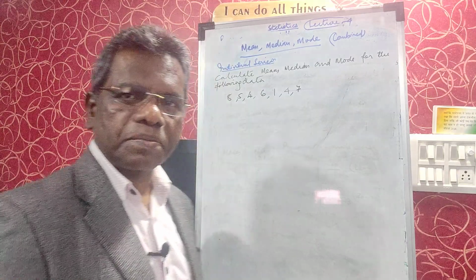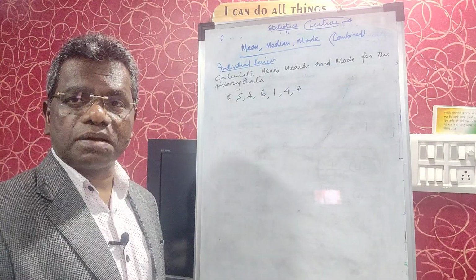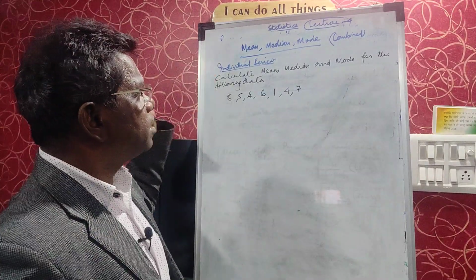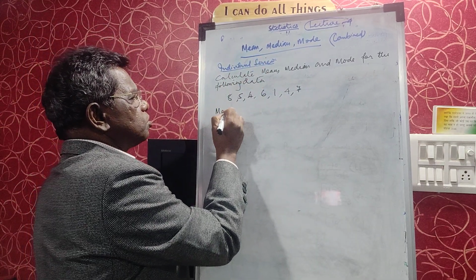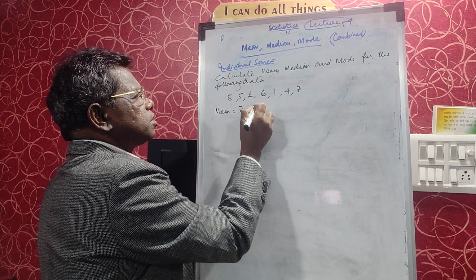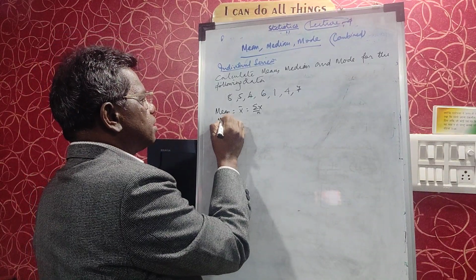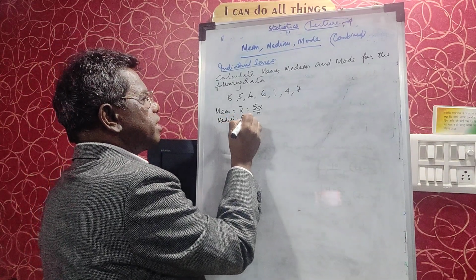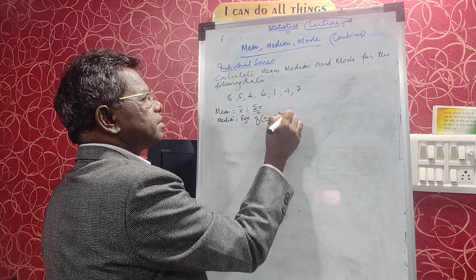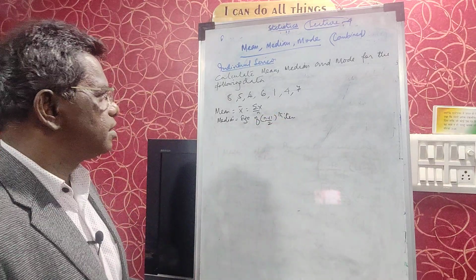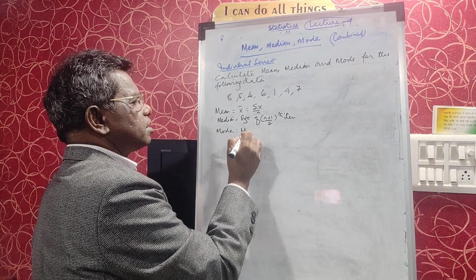So let's see. The first step is you need to always write the formula. We have individual series. Arithmetic mean, what is the formula? x bar is equal to sigma x upon n. That's it. What is the median formula? Median is the size of (n plus 1) upon 2th item. What is the mode formula? Mode is equal to the most repeated item.